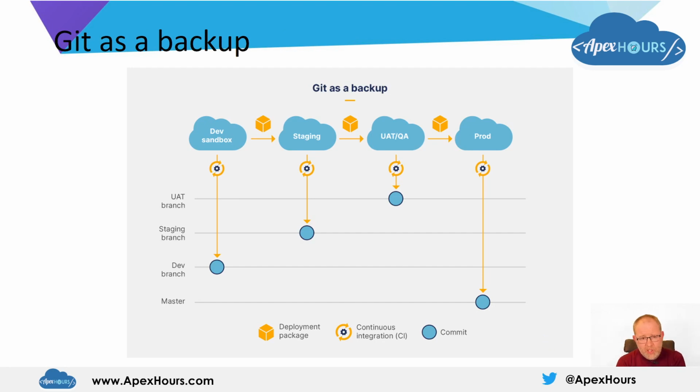So the first strategy that we're going to look at is Git as a backup. This strategy is often the first step that teams take into version controlling their metadata. They set up one branch per environment and start pushing metadata from their orgs into the branches, often with automated jobs. Now, while this is a decent first step into getting metadata into Git, it's not really source control driven development.